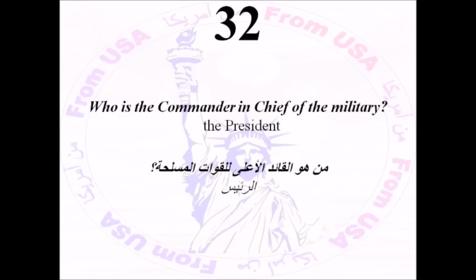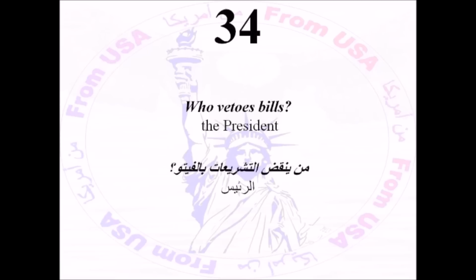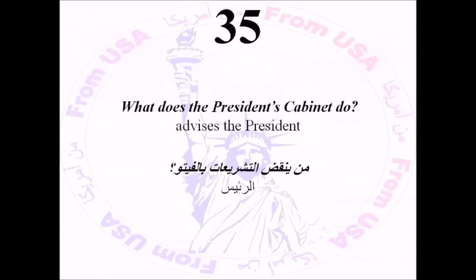Who is the Commander-in-Chief of the military? The President. 33. Who signs bills to become laws? The President. 34. Who vetoes bills? The President. 35. What does the President's Cabinet do? The President's Cabinet advises the President.